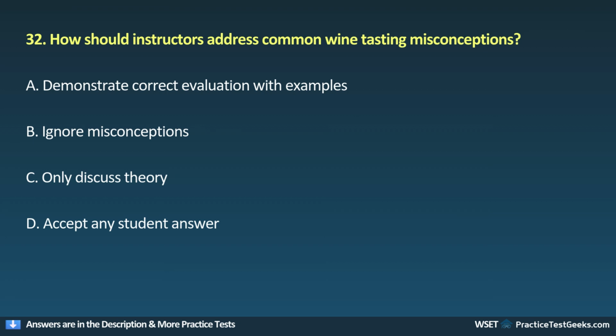32. How should instructors address common wine tasting misconceptions? A. Demonstrate correct evaluation with examples. B. Ignore misconceptions. C. Only discuss theory. D. Accept any student answer.